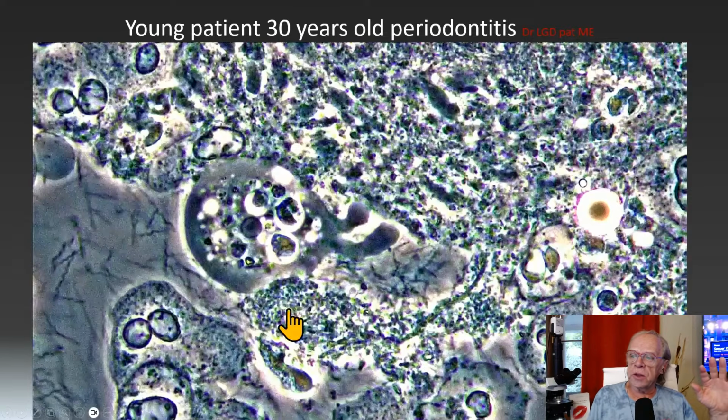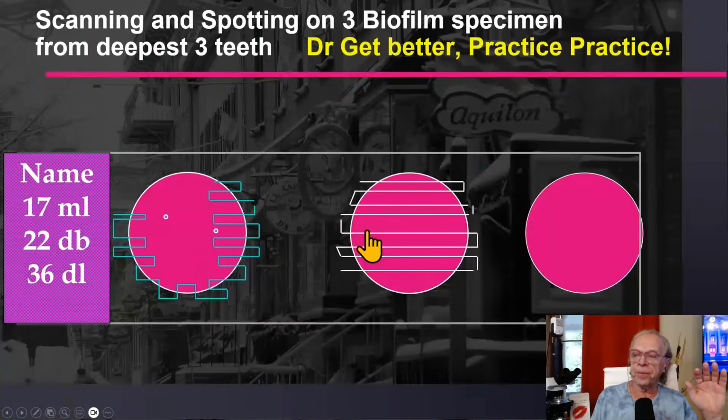So this is what you see in a periodontal patient, typical 30 years, stage 2 or 3. You see the amoeba parasite, you see the bacteria, and you see the neutrophil white blood cell with a three-lobe nucleus. Sometimes the third lobe is under another one. So it's clearly neutrophil, neutrophil, neutrophil, neutrophil, and the amoeba right here with the pseudopods.